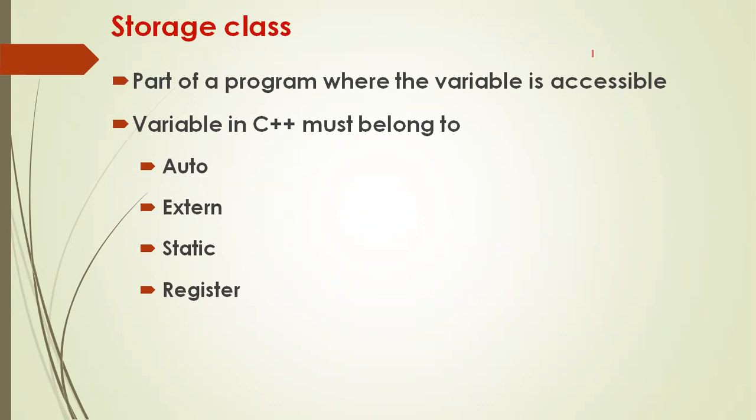Any variable you declare in C++ must belong to one of these storage classes. It could be auto, extern, static, or register. So these are the four different storage classes available in C++. The same storage classes are available in the C language also. So with respect to storage classes, there is no difference between C and C++.